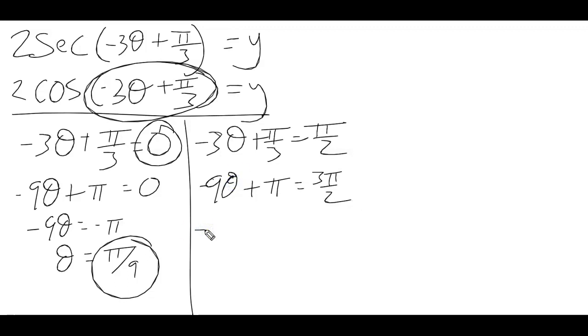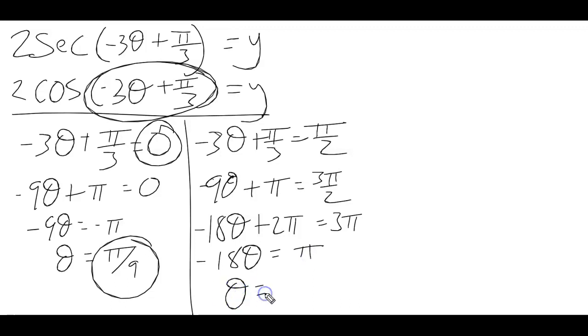That's going to give me negative 1/18 theta plus 2 pi equals 3 pi. I'm going to minus 2 pi on both sides. And then I'm going to divide everything by negative 18. So I end up with negative pi over 18. Now, we have a little bit of a different situation here than usual. It's going to be hard to find the pattern here.